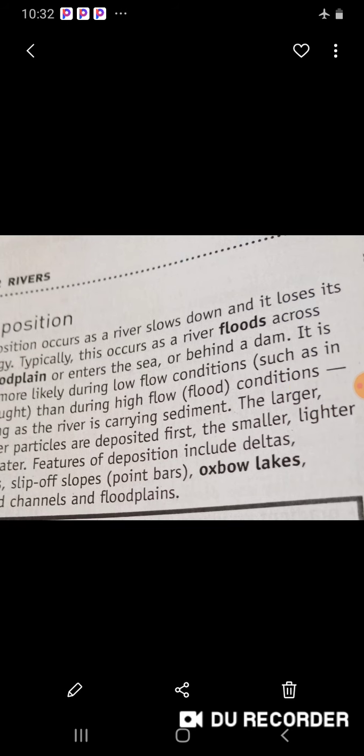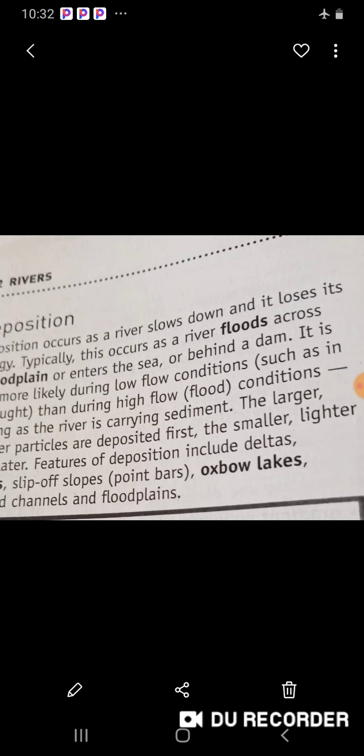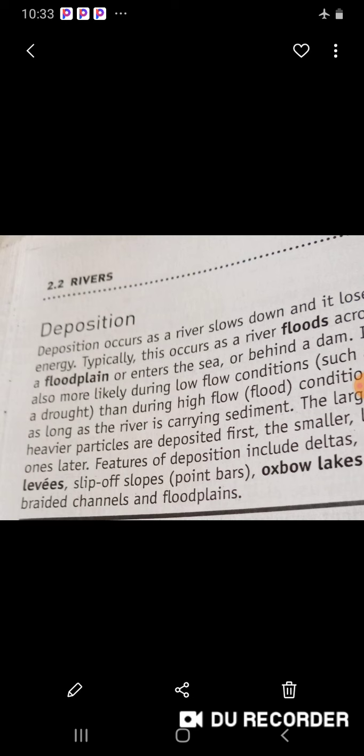Now, because of that deposit, it becomes a flood. The river floods over that area, so it can no longer go that side, and the water settles and can no longer transfer things. Typically, this occurs as a river floods across a floodplain. When there is a flood, the water cannot push anything, and the things settle. Once these rocks are settled, they become a deposit.